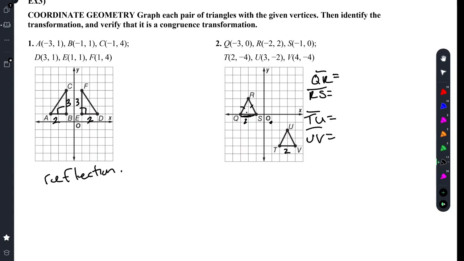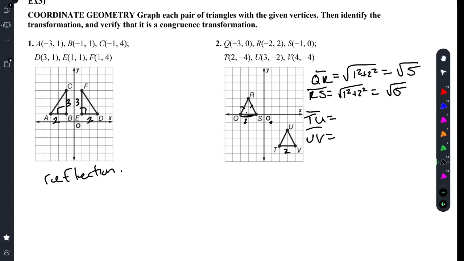QR. Difference of the x's. How far from Q to R? Distance between the x's? 1, right? Distance between the y's? So that's 1 squared plus 2 squared. So that's what? Root 5? 1 squared plus 2 squared is not 3 squared. Root 5. The next one, RS. Well, isn't that 1 and 2 again? So root 5. And all I have to verify is it 1 and 2 again, right?